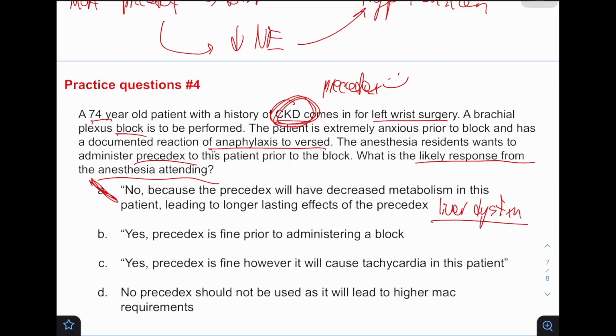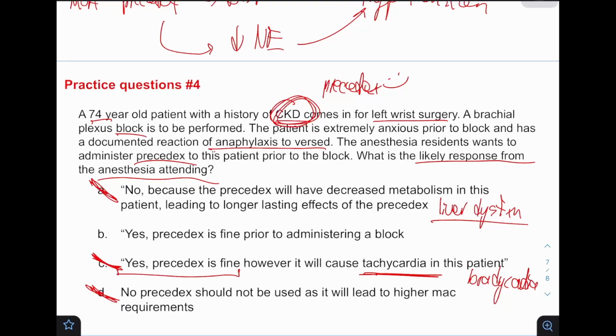The next answer choice that is incorrect is C. Yes, Precedex is fine. This part is correct. However, the tachycardia portion is incorrect. Precedex does not cause tachycardia. It actually causes bradycardia. And sometimes that bradycardia can be so severe that it could lead to asystole.